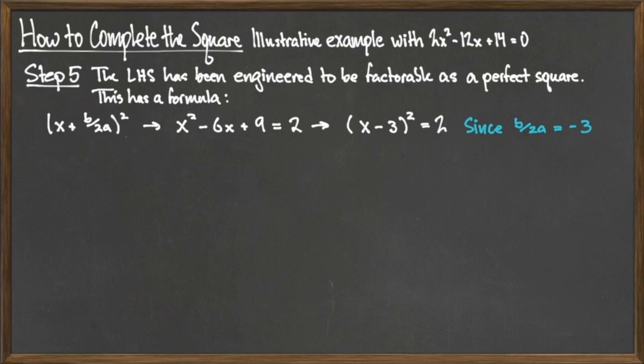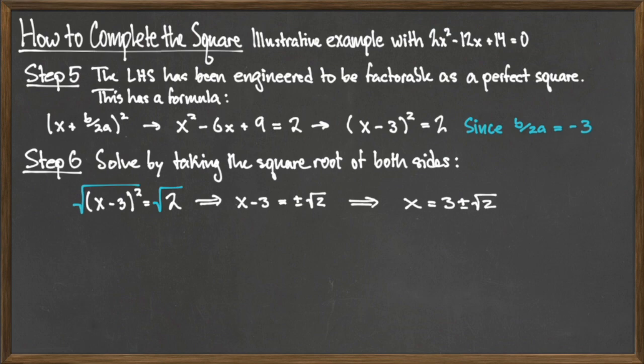That's why this is called completing the square. The addition of this term b over 2a squared gives the left-hand side exactly what it needs to factor as a perfect square. We just have some leftover values on the right-hand side. Now all we have to do is solve for x. We've seen these steps before. We're going to take the square root of both sides and get a solution of x equals 3 plus or minus the square root of 2.